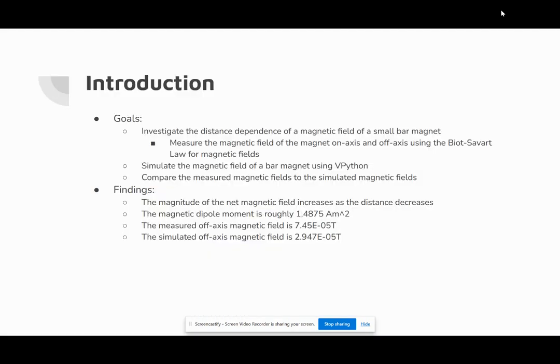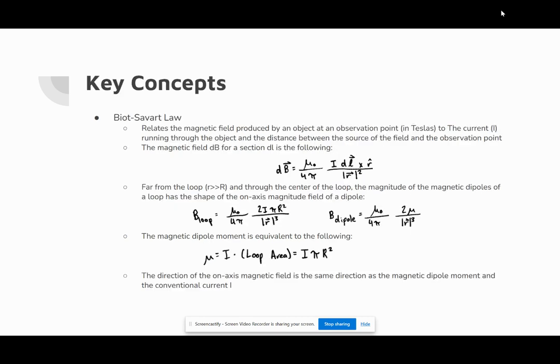So for our introduction, some of the goals were to investigate the distance dependence of the magnetic field of a small bar magnet, to simulate the magnetic field of a bar magnet using VPython, and then to compare the measured and simulated magnetic fields. So for our findings, the magnitude of the net magnetic field increases as the distance decreases, the magnetic dipole moment is roughly 1.4875, the measured off-axis magnetic field is 7.45e-5 teslas, the simulated off-axis magnetic field is 2.947e-5 teslas.